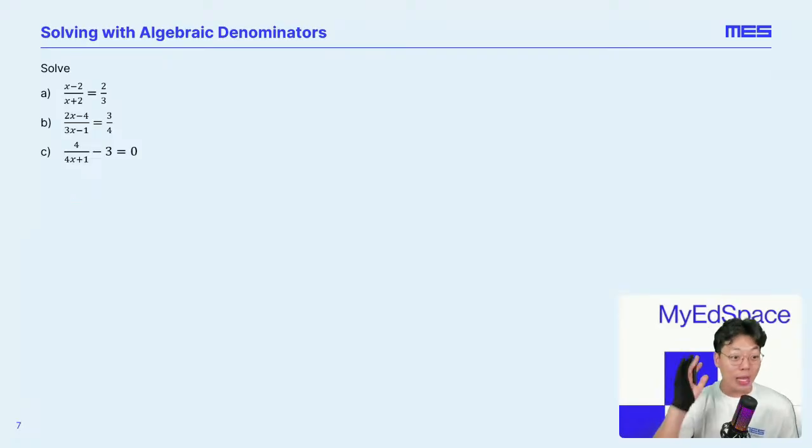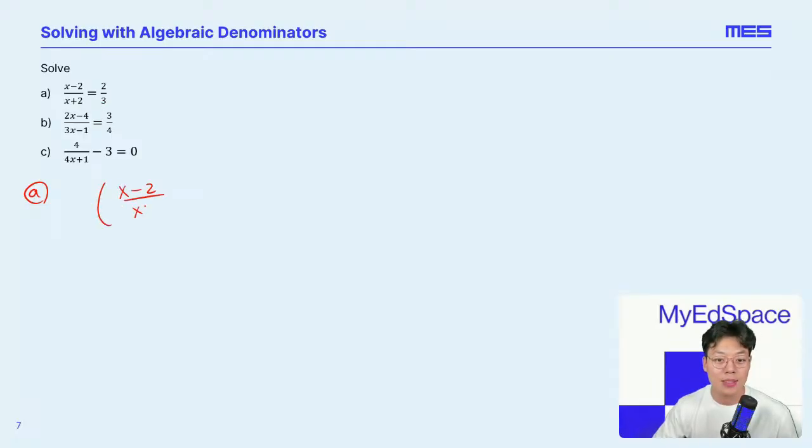All right. Now, the way we've been solving these problems really helps us when we get algebraic denominators. What that means is now we have a variable in the denominator. How would we work this out? So for letter A, we would multiply by whatever's in the denominator, and in this case, the least common multiple of the denominators. Now, x plus 2 and 3 don't have any common factors that we know of. So what we're going to do is multiply both sides.